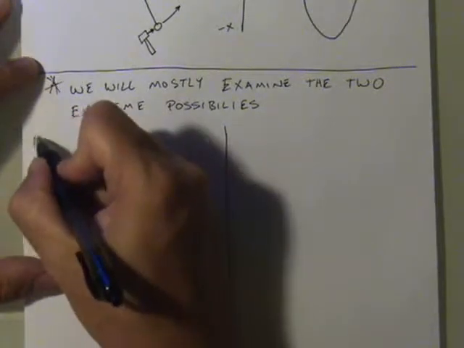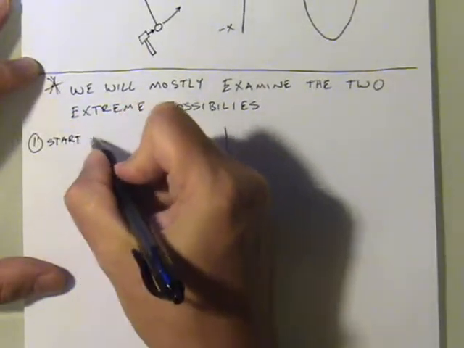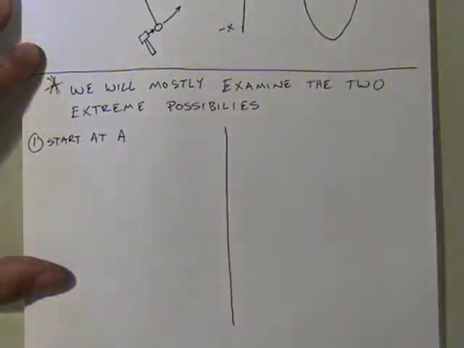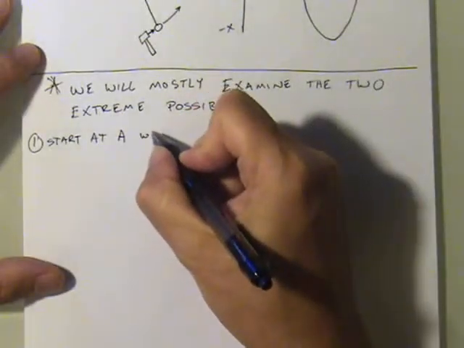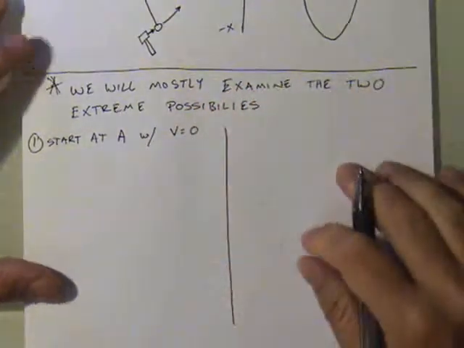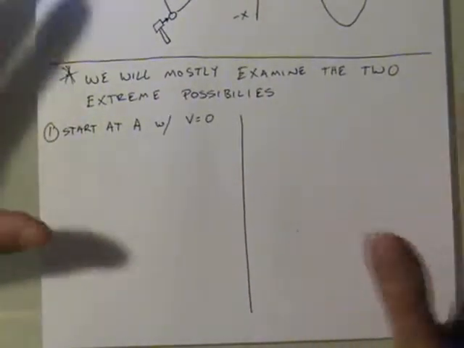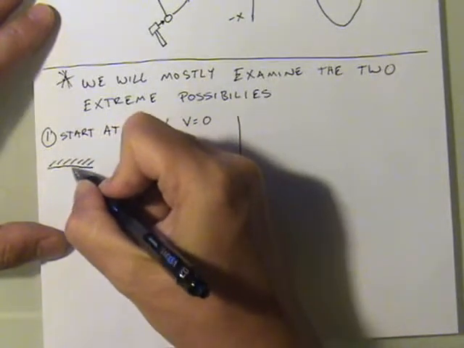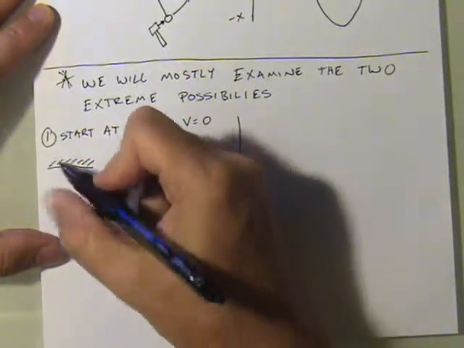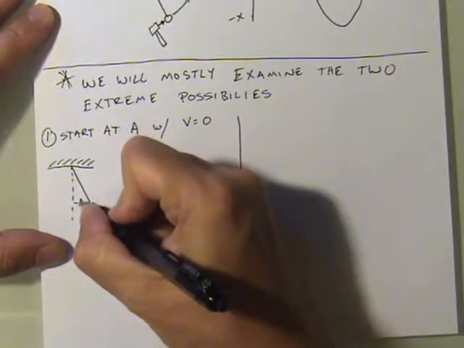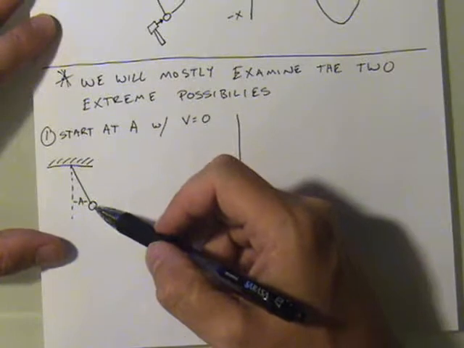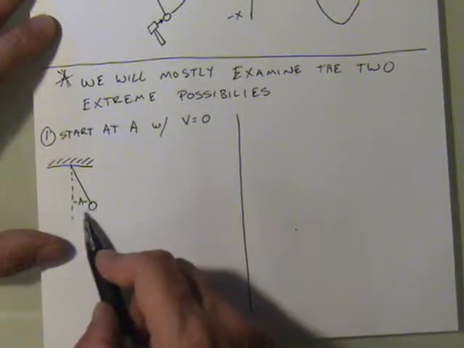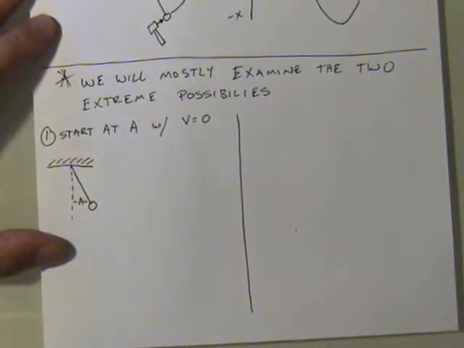Okay, so possibility 1 is to start at A. That is to say, to start at the maximum displacement, the amplitude, with v equal to 0. Now that's exactly the situation that we've already looked at. That's this situation. Remember, for the pendulum, the displacement only refers to the horizontal displacement. It's not actually following the arc.